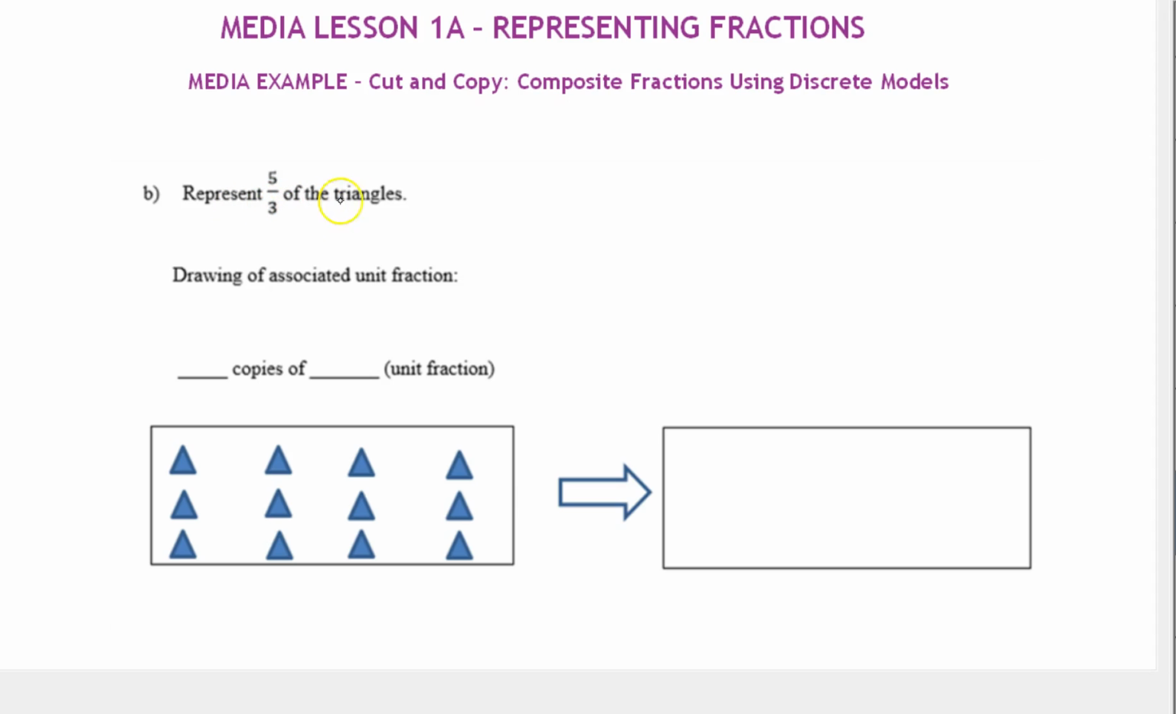Represent 5/3 of the triangles. So that is 5 copies of 1/3 of the triangles. So let's break these into groups of 3 to find the associated unit fraction. So now I'm thinking about this as to find 1/3 of these triangles, I want 1 out of every 3. And let's circle the 1 out of each group of 3 in red. So 1/3 of all of these triangles is 1, 2, 3, 4 triangles.